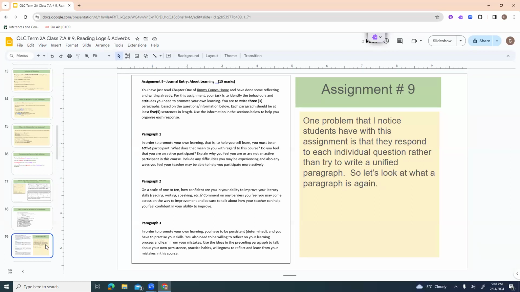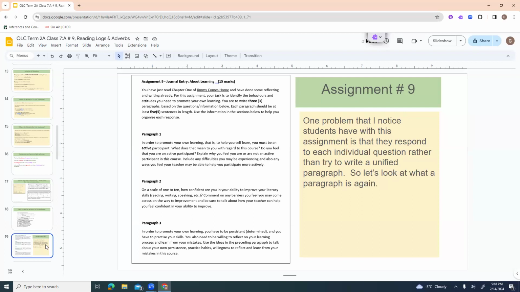Paragraph 1. In order to promote your own learning, that is, to help yourself learn, you must be an active participant. What does that mean to you with regard to this course? Do you feel that you are an active participant? Explain why you feel that you are or are not an active participant in this course. Include any difficulties you may be experiencing and also any ways you feel your teacher may be able to help you participate more actively.